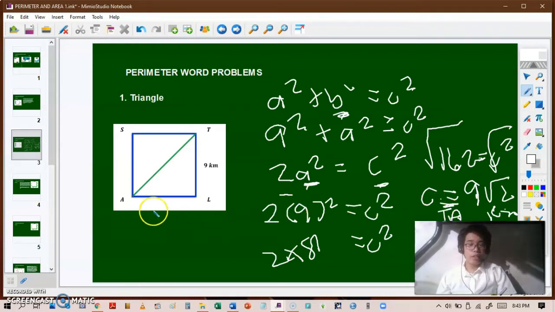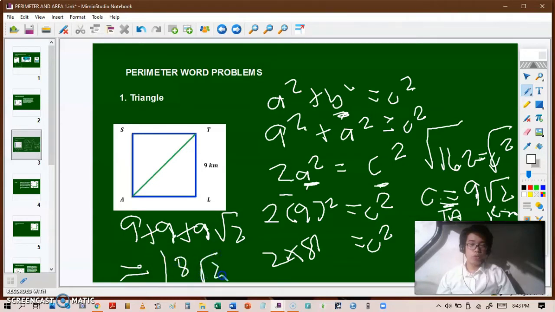If we want to get the perimeter of ALT and SAT, since they are congruent, that's going to be 9 plus 9 plus 9 square root of 2. So where did this 9 come from? Those are the bases, the legs of our triangle, and the hypotenuse or the diagonal measures 9 square root of 2. So the perimeter of SAT and ALT is 18 plus 9 square root of 2 kilometers.